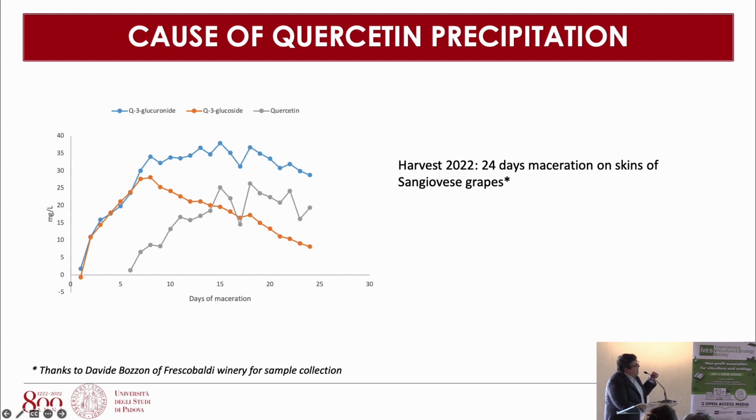But after 1 week, we can notice that the glucoside starts to decrease, probably due to the enzymatic activity of yeast, and quercetin aglycone starts to increase, but glucuronide remains stable.